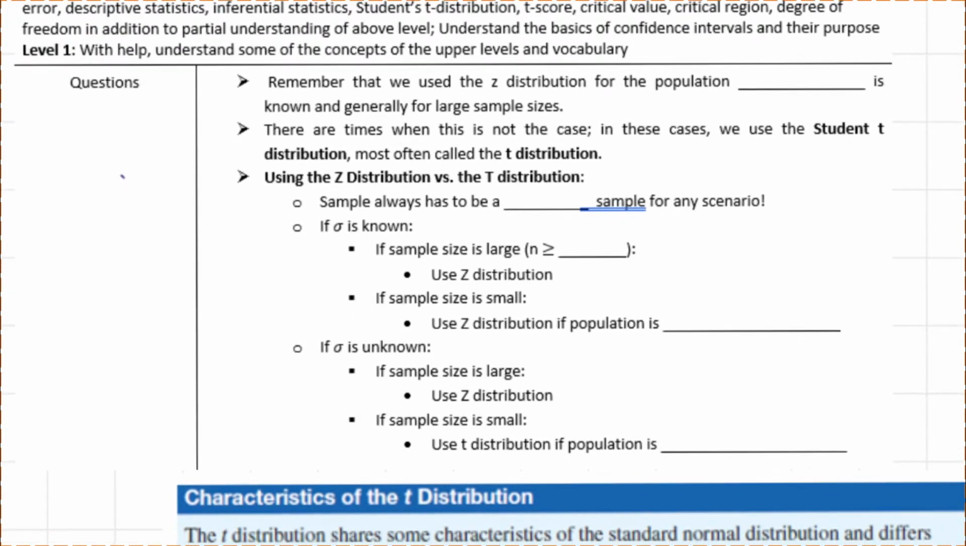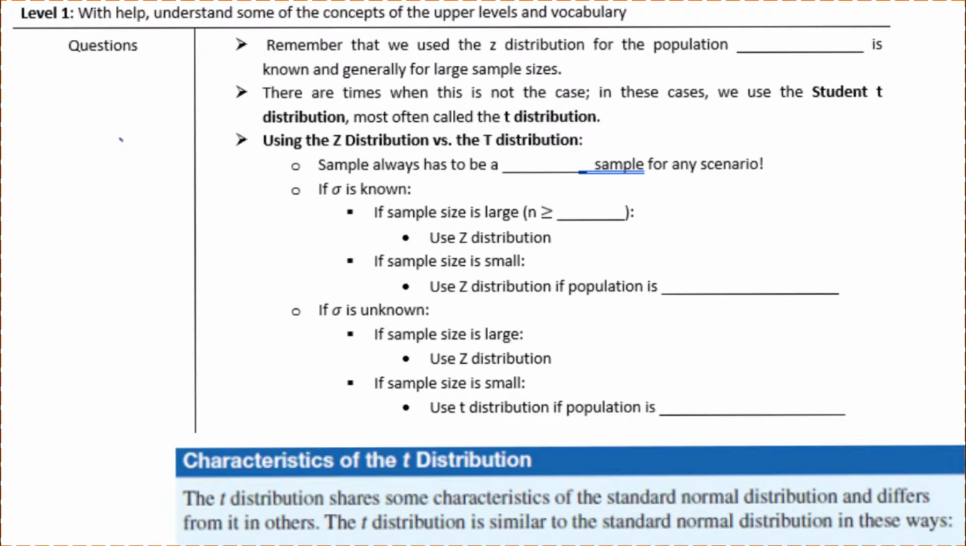Remember that we used a z-distribution, assuming that we knew the population standard deviation, and generally for large sample sizes. Again, the sample size has to be greater than or equal to 30. That's considered a large sample size. There are times when this is not the case. In these cases, we need to use what we call the student t-distribution or the t-distribution.